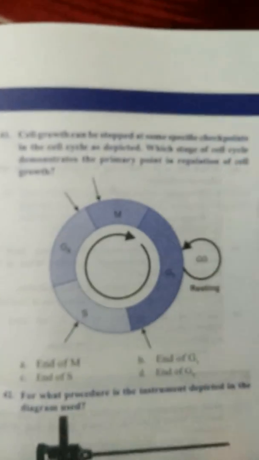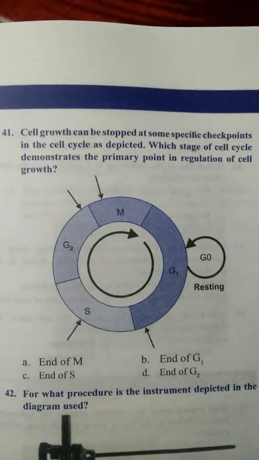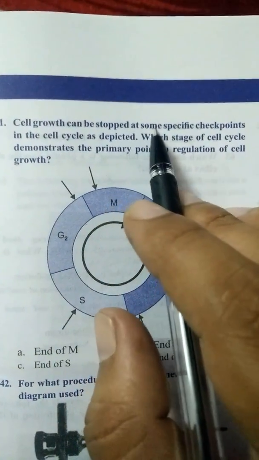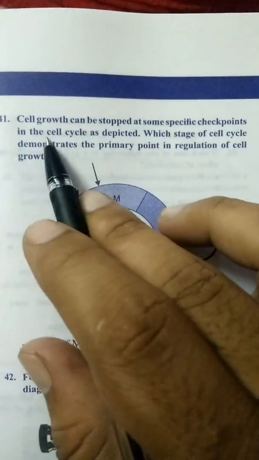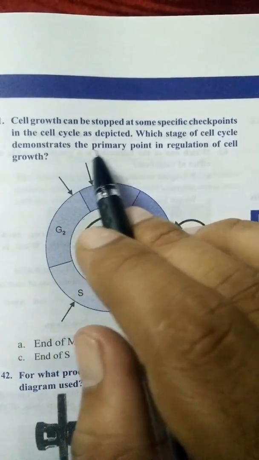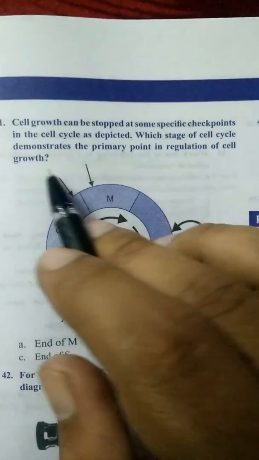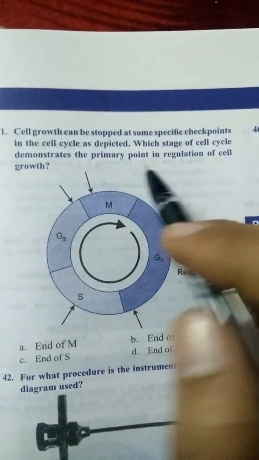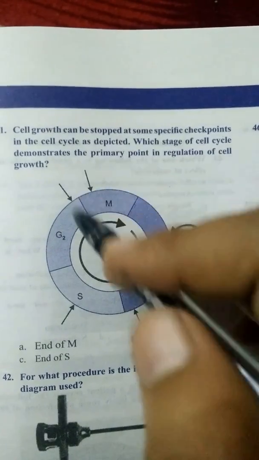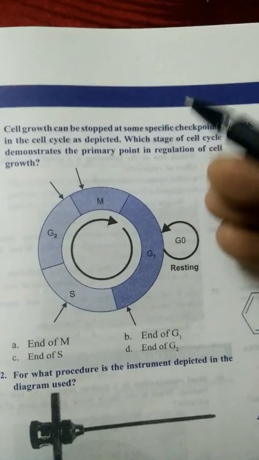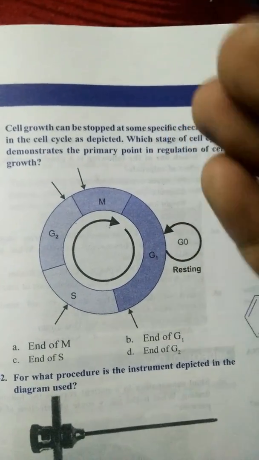Hi friends, now I am going to discuss an important question: cell growth can be stopped at some specific checkpoints in the cell cycle, as depicted. Which stage of the cell cycle demonstrates the primary point in regulation of cell growth? What the question says is cell growth is stopped at different checkpoints. Which is the primary site for the checkpoint, and which is an important site of the checkpoint?